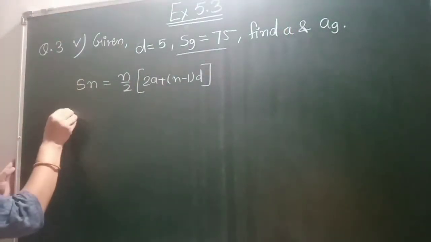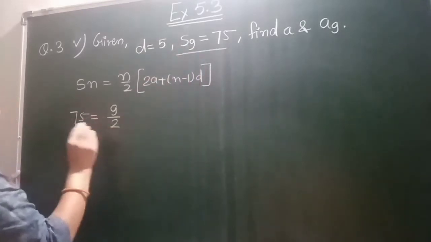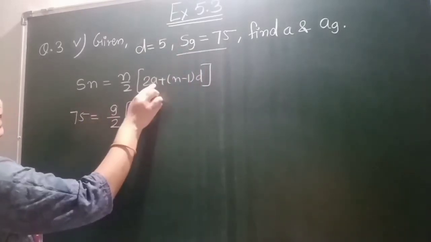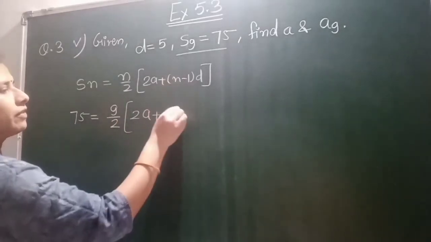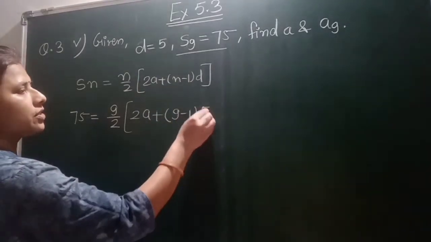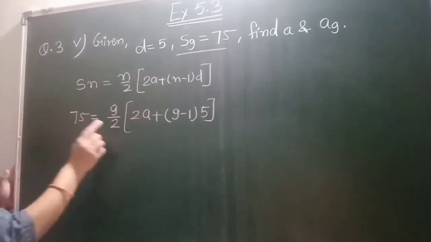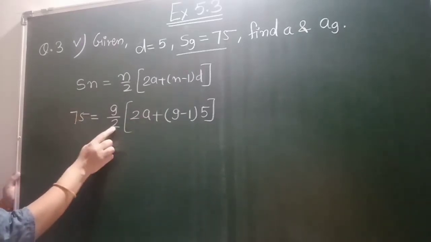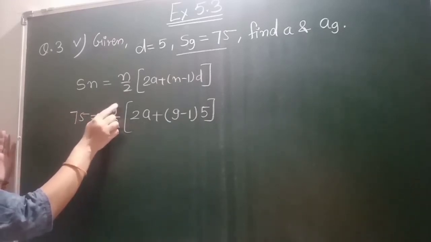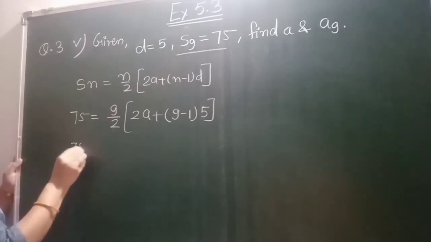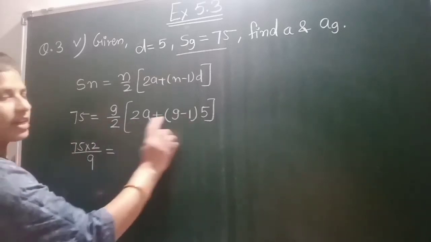So Sn equals, what is given, 75, the value of n is here 9, the sum of 9 terms, then 2a, the value of a is unknown as it is. In place of n we will write 9 minus 1 and d is 5. Just we will simplify this and we will find the value of a. So cross multiply this: obviously this denominator term will go into the numerator and the numerator 9 will come in the denominator. 75 into 2 upon 9 equals 2a.